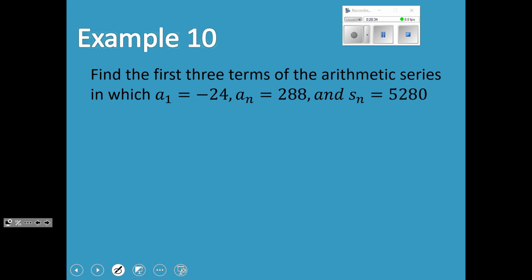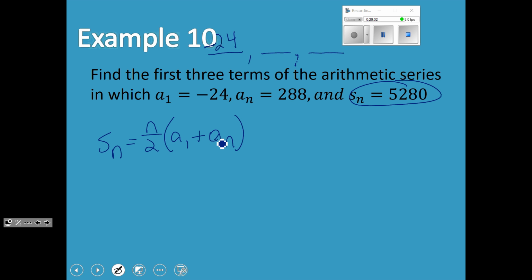So I want the first 3 terms. So 1, 2, 3. And I would draw blanks. That helps. We know our first term is negative 24. We need to find the others. So let's start with our S sub n. And if you want to hit pause and try this, that would be great. So S sub n is equal to n over 2 times a sub 1 plus a sub n. We know a sub 1 is negative 24. We know a sub n is 288.